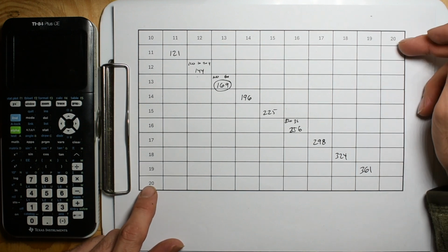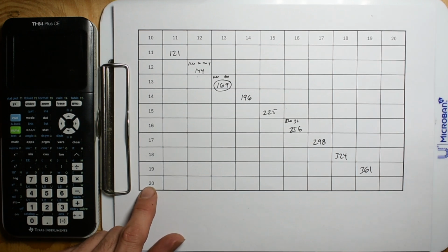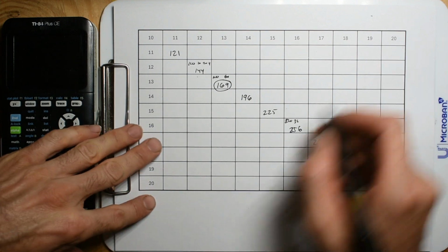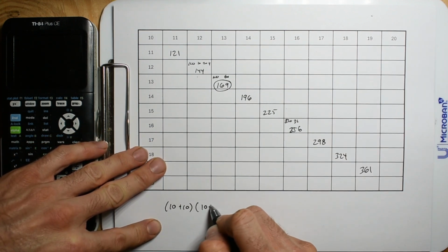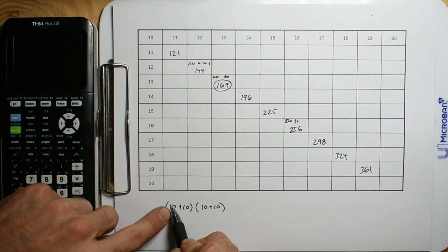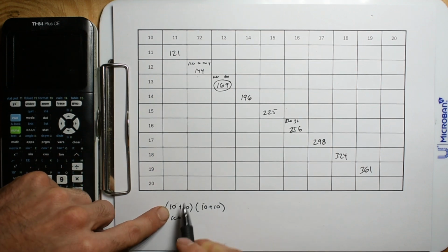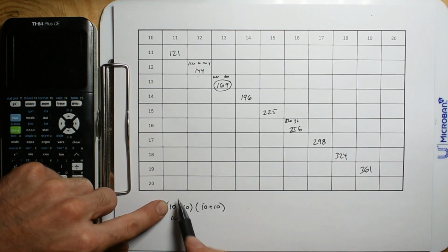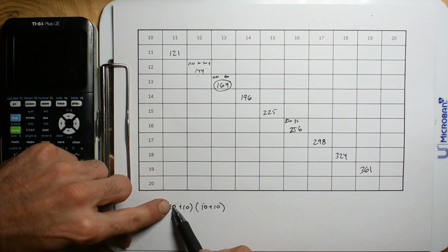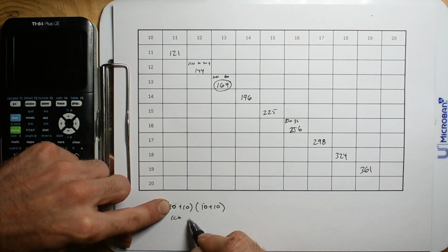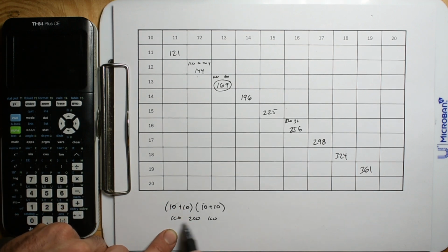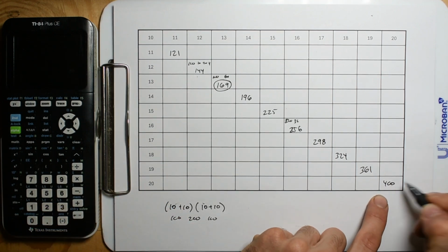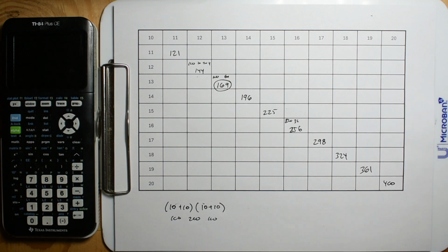You could do the FOIL way. If you FOILed 20 times 20, that's 10 plus 10 times 10 plus 10. And so you would have 10 times 10 is 100. Then you'd have 10 times 10 is 100. And then you'd have 10 times 10 is 100, double it, which would be 200. And then the last value is 10 times 10, says 100. So you're going to have all those added together, you're going to get 400. Okay, hell yeah.